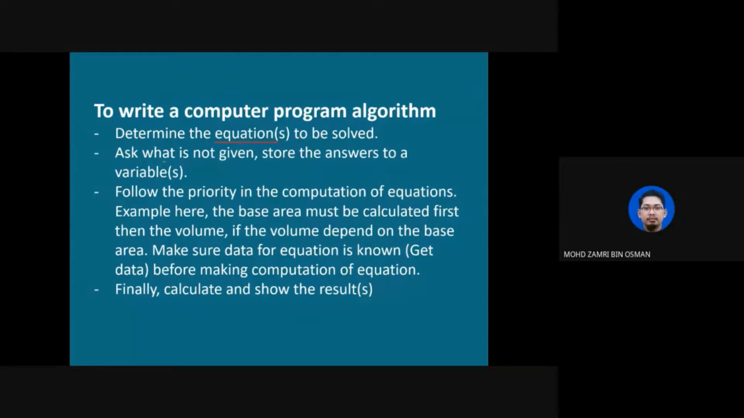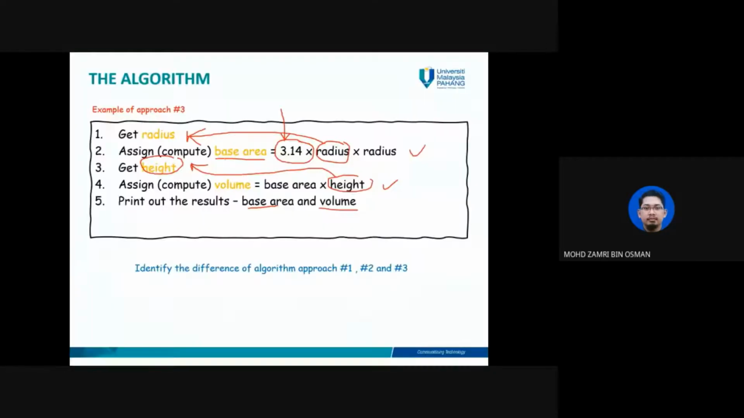So ask what is not given in the case study or the problem, and store the answer in a variable. What is the meaning of this? In the formula, you may not see what kind of output needs to be stored, so you need to design an additional variable that will hold that particular value. For example, volume. The volume here may not appear in the formula.